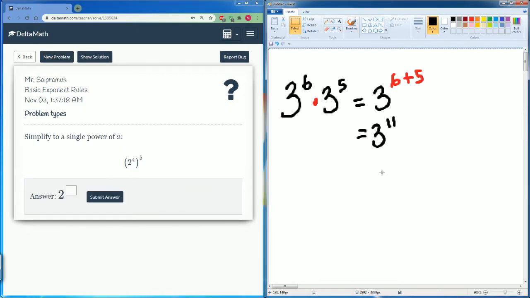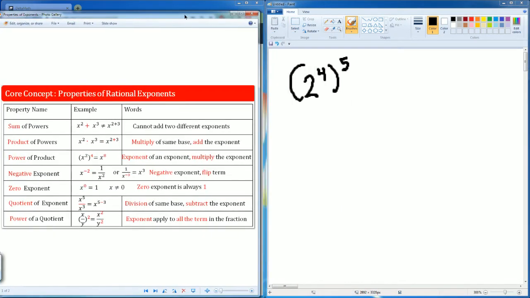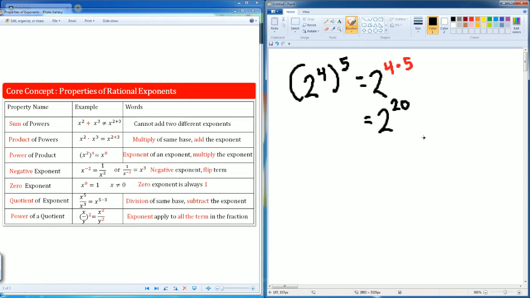Next, you have something like 2 to the 4th, to the 5th power. If we take a look at our properties of exponents, this is a power of a power. This is an exponent, and this is another exponent. Like it says, you're going to multiply the exponents. So 2, the exponent is 4. We're going to multiply it by the 5. This becomes 2 to the 20th power.